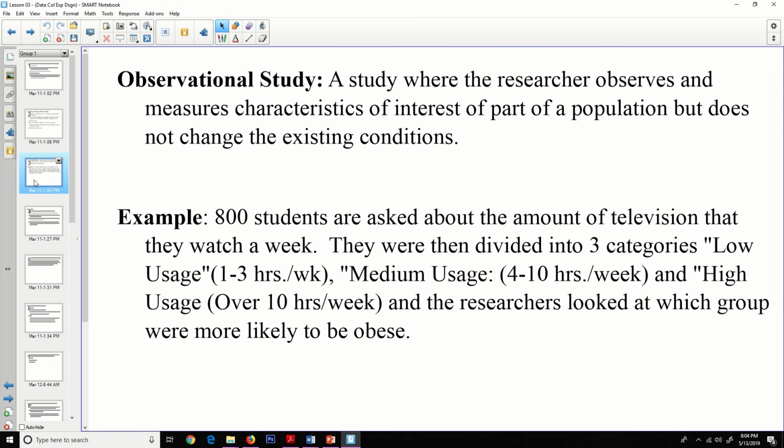So here's an example of an observational study. 800 students are asked about the amount of television that they watch a week. They were divided into 3 categories: low usage, 1 to 3 hours a week; medium usage, 4 to 10 hours a week; and high usage, over 10 hours a week. The researchers looked at which group was more likely to be obese. This is observational because they didn't ask any of these people, these 800 students, to change their behavior. They're just looking at what they're already doing.